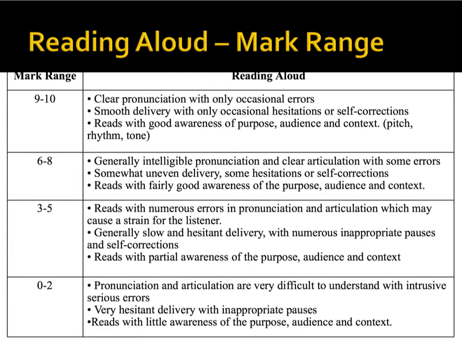So how do you get an A? Of course, an A is this mark range here, 9 to 10 marks. And we must have very clear pronunciation with only occasional errors. So clear pronunciation, okay. Whenever I circle or highlight, do make it a point to do so as well.